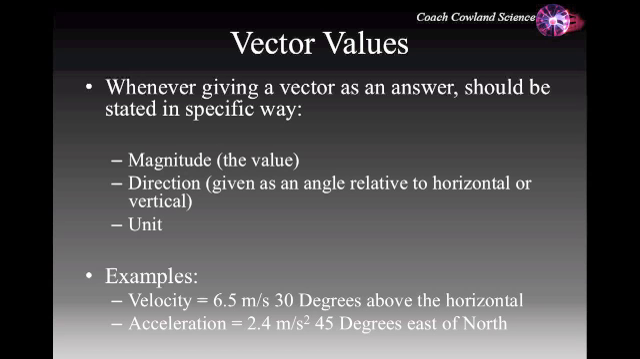Examples could be a velocity of 6.5 meters per second at an angle of 30 degrees above the horizontal, or an acceleration of 2.4 meters per second squared at 45 degrees east of north. These are all vectors that have magnitude and direction.